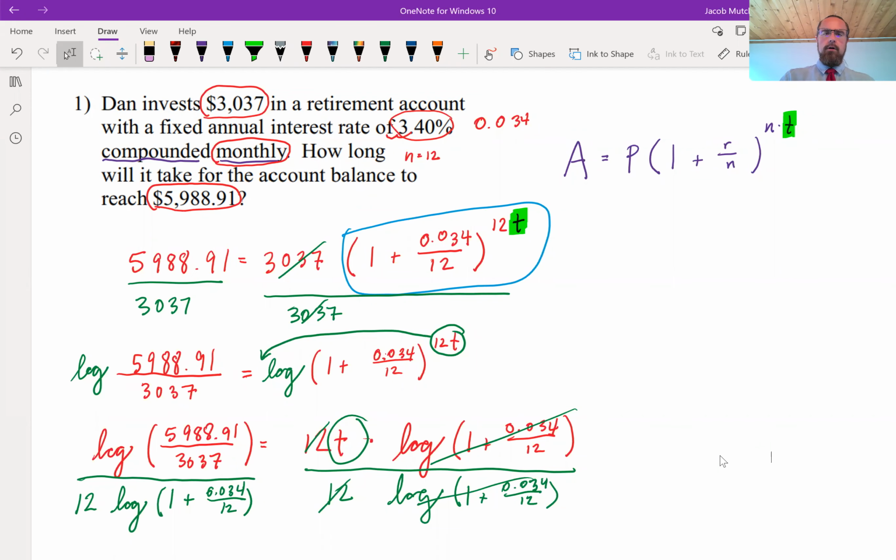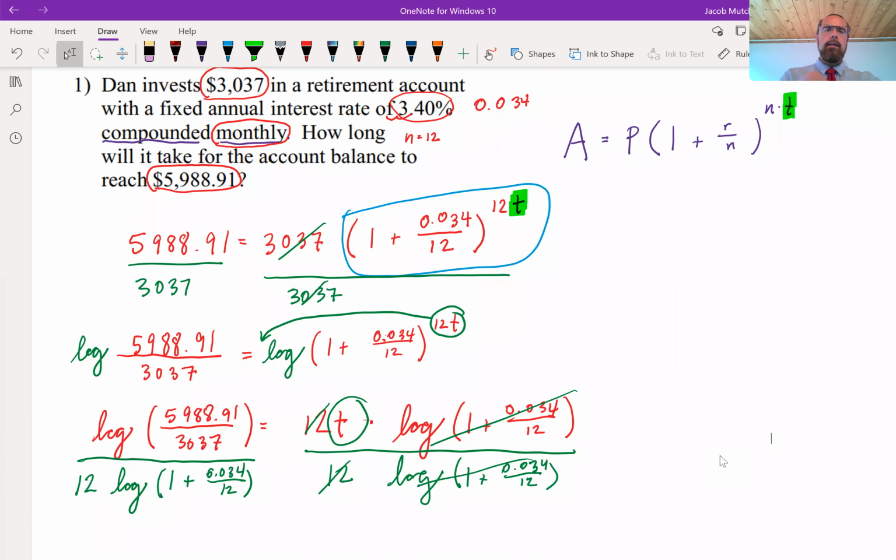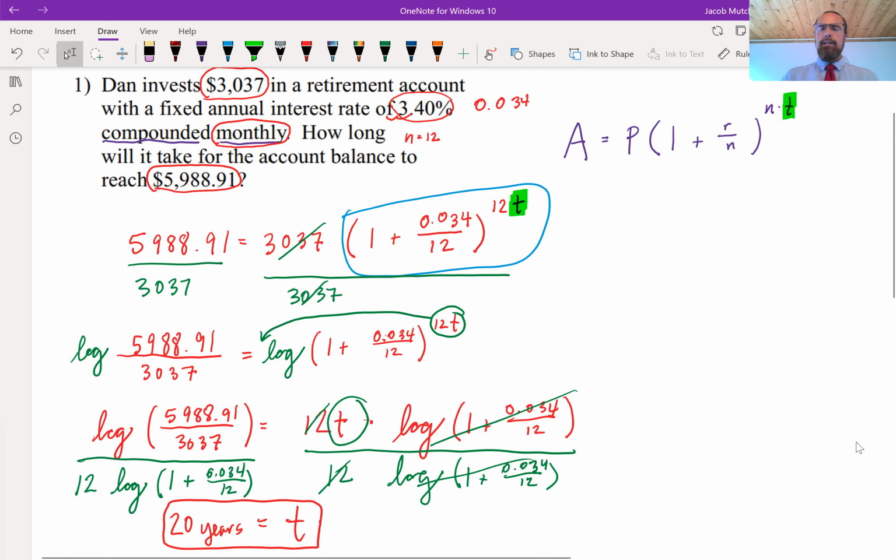So after all of our calculations here, we get down to simply time equals 20 years. Well, that was an example that involved us using a logarithm to find a time. Let's take a look at an example that involves finding the interest rate.